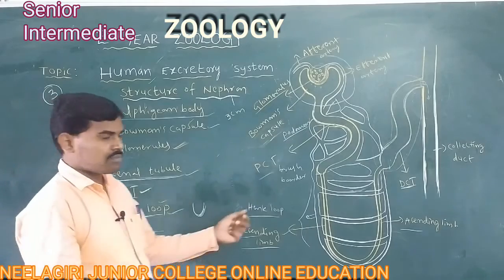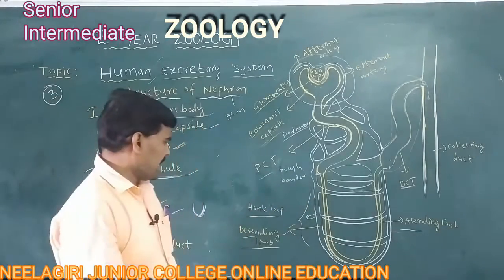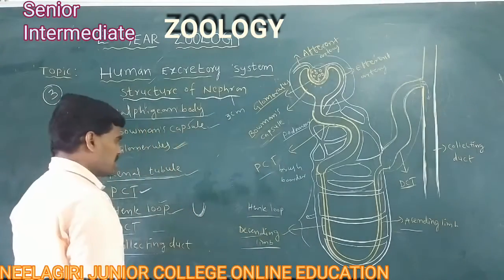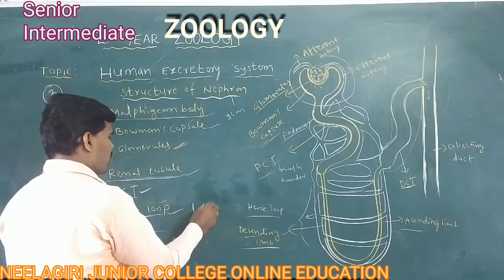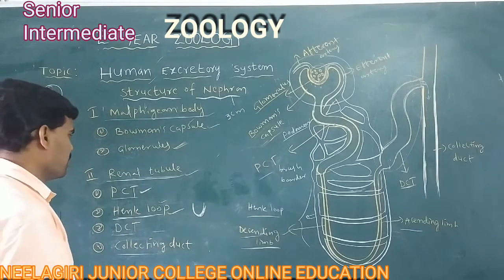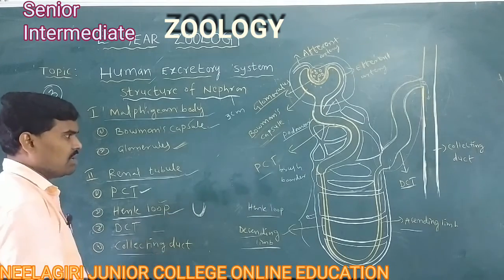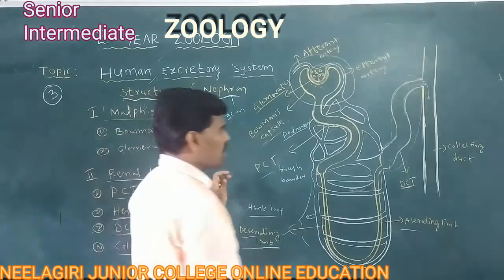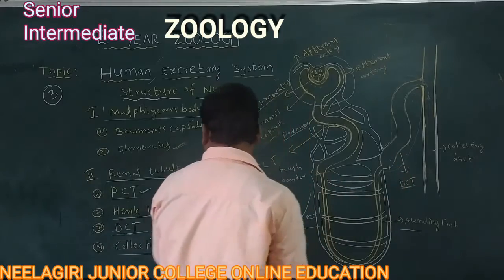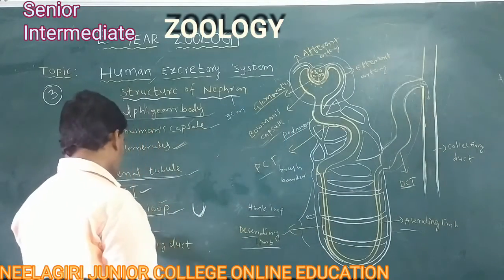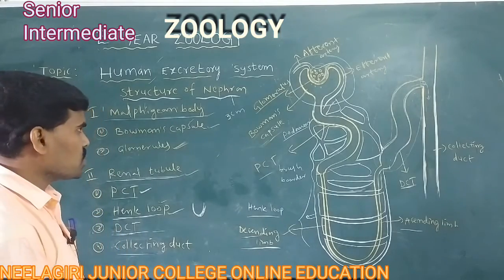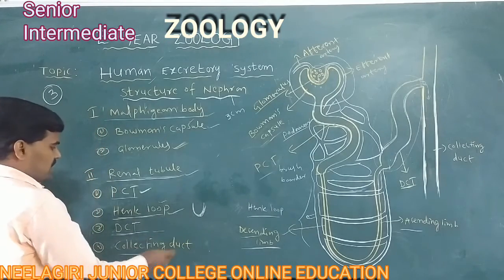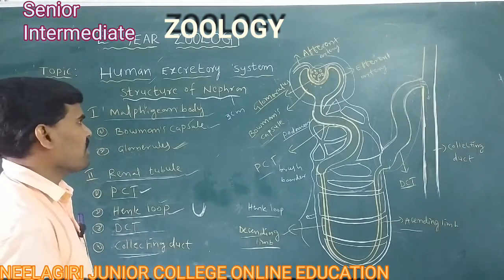The Henle loop has two limbs, the descending limb and the ascending limb. The two limbs form the U shape of the Henle loop. And the DCT: the Henle loop opens into the DCT. The distal convoluted tubule is also lined by cells with brush borders, not villi. And next, the collecting ducts: the collecting ducts finally open into the ureters.